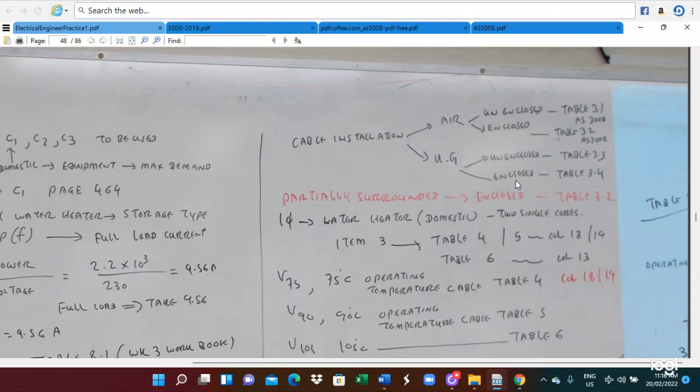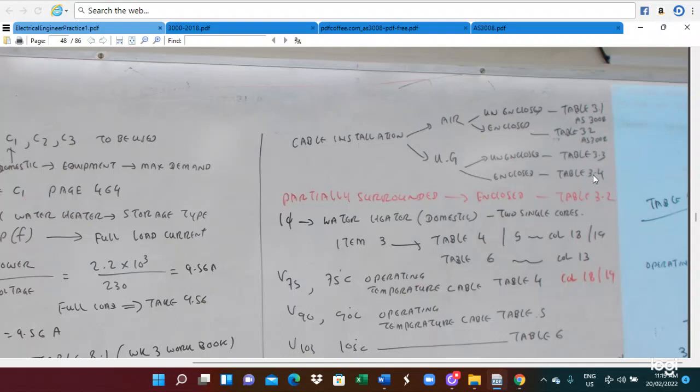So there are four kinds of situation in AS3008. If you install the cable in air unenclosed, we utilize Table 3.1. Cables installed in air enclosed, we utilize Table 3.2. Cables run underground unenclosed, Table 3.3. Enclosed, Table 3.4. Those four tables are the major tables.